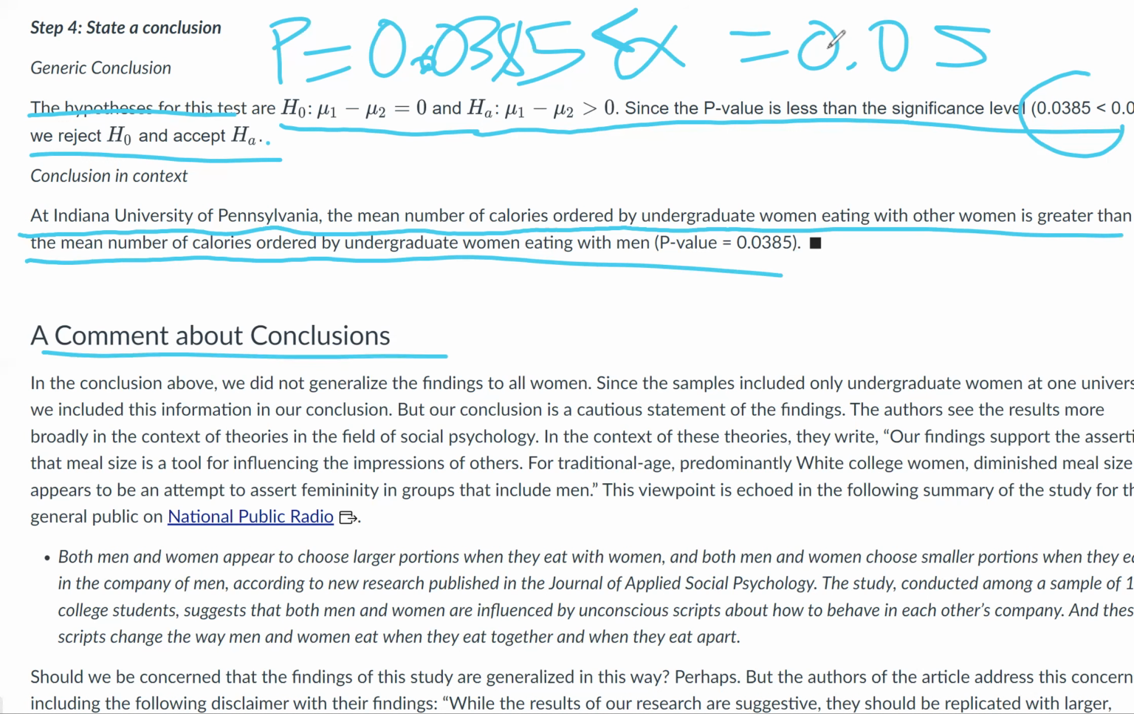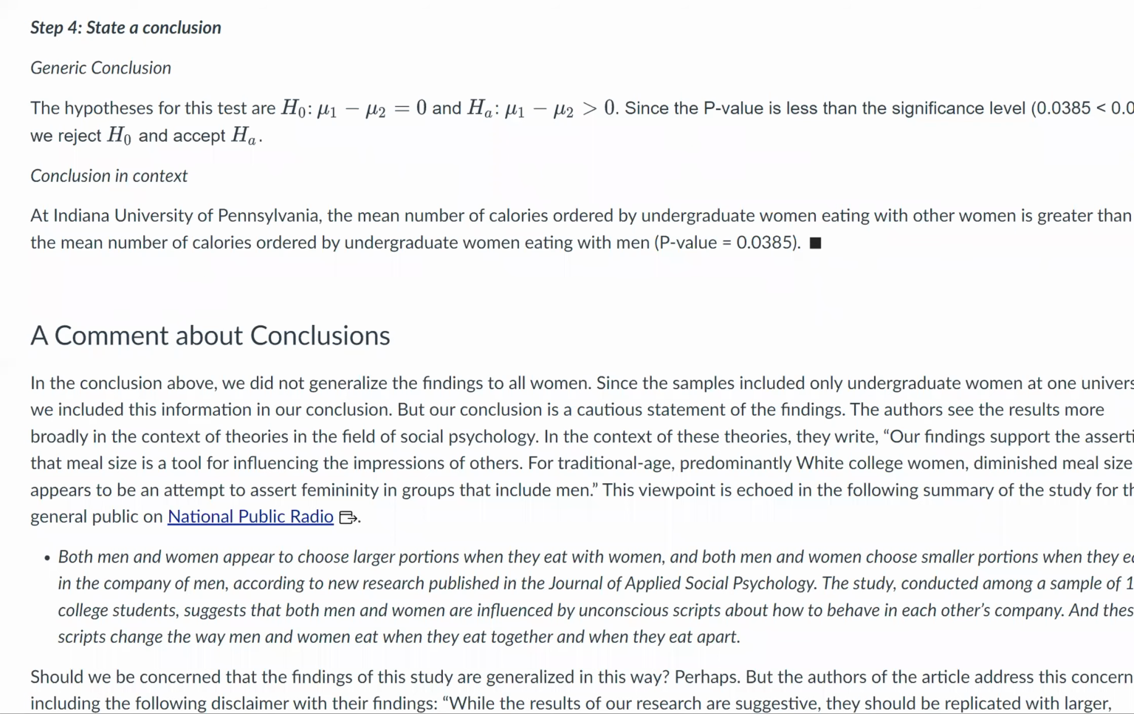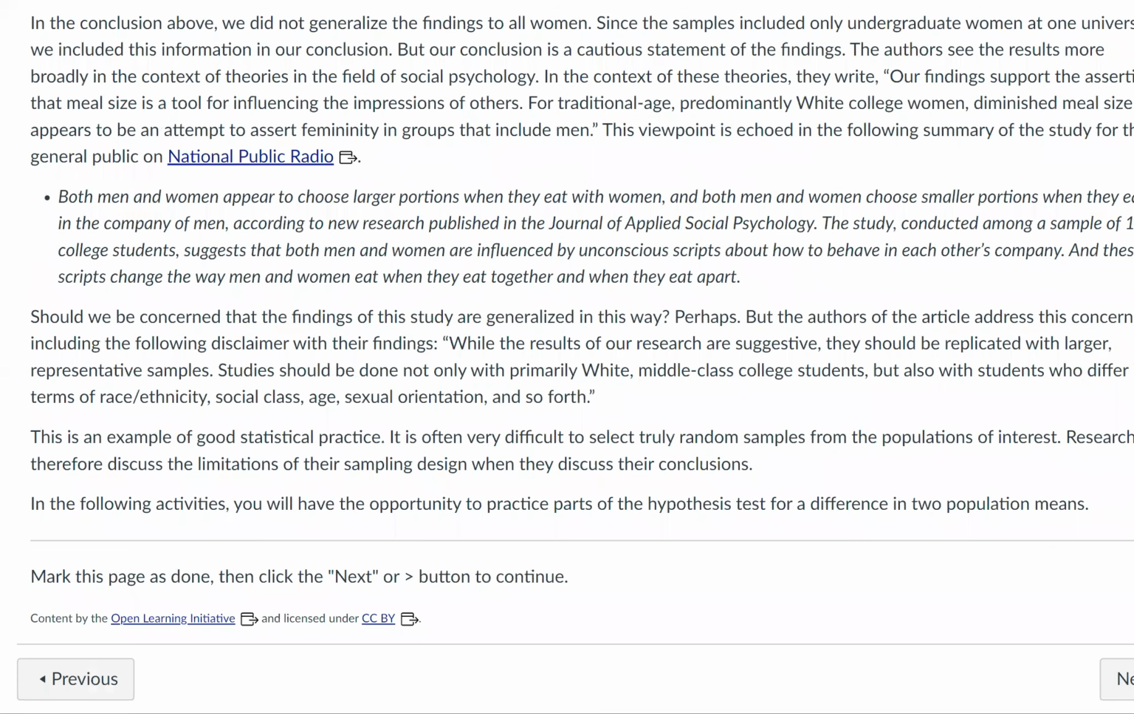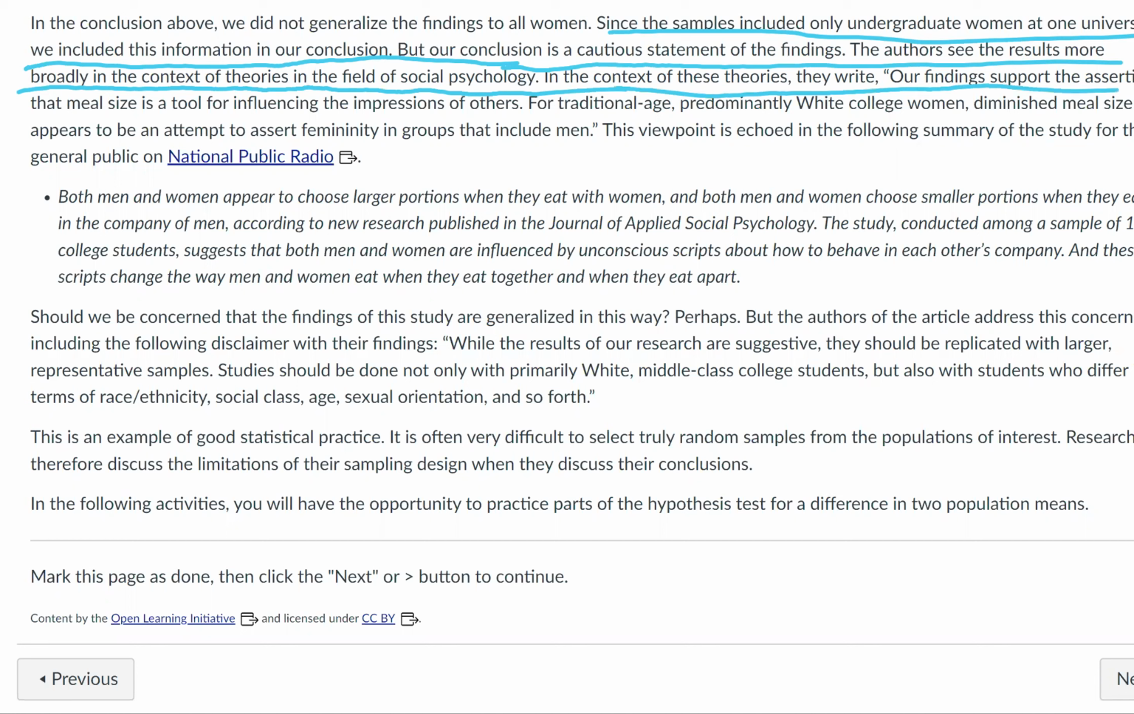So now I'll make a comment about conclusions in general. In the conclusion above, we did not generalize the finding to all women. Since the sample included only undergraduate women at one university, we included this information in our conclusion. But our conclusion is a cautious statement of the findings. The authors see the results more broadly in the context of theories in the field of social psychology. In the context of these theories, they write, quote, our findings support the assertion that meal size is a tool for influencing the impressions of others.